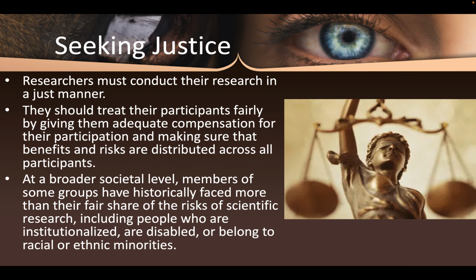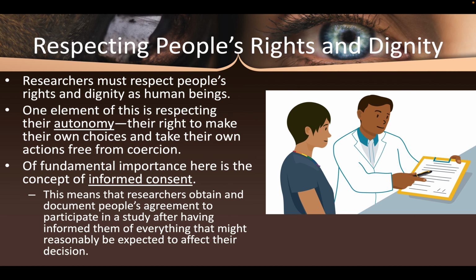Researchers must conduct their research in a just manner. They should treat their participants fairly by giving them adequate compensation for their participation and making sure that benefits and risks are distributed across all participants. At a broader societal level, members of some groups have historically faced more than their fair share of the risks of scientific research, including people who are institutionalized, are disabled, or belong to racial or ethnic minorities.